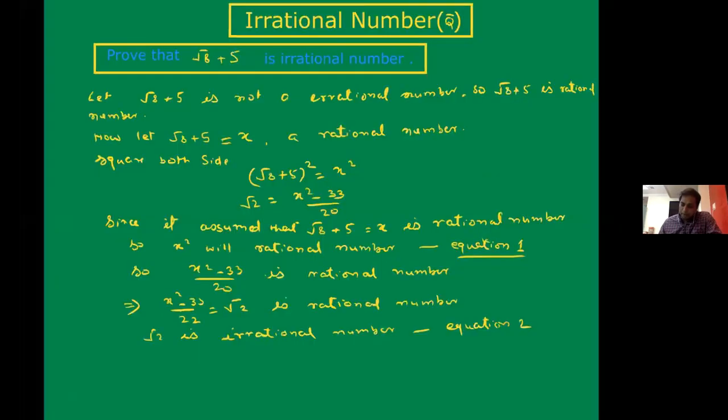Now let's see step by step. If I say root 8 plus 5 is equal to x, just consider that x is a rational number.